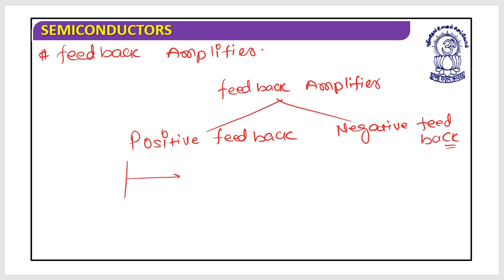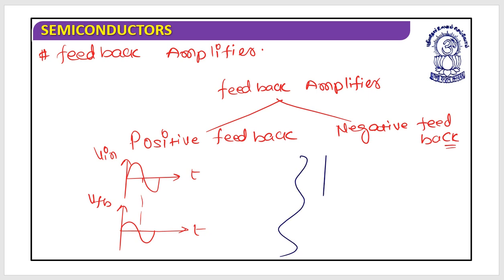Now what a positive feedback amplifier is: let's say this is V in versus time, and this is V feedback versus time, then this will be in phase with it. This is the positive feedback. And what about the negative feedback? Let's say this is V in versus time, and this is V feedback versus time, then this will be out of phase. So if the feedback is out of phase with the input signal, then this is what we call the negative feedback amplifier. I hope this is clear. Is it clear?